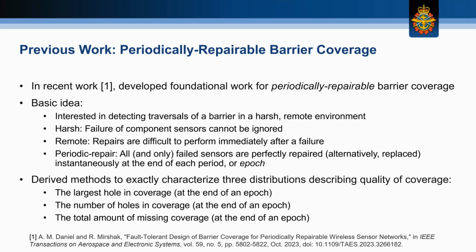What that amounts to, the model we looked at in the previous work, was this periodic repair, where after some period of time called an epoch, we repair all of the broken sensors, and then you can think of them as being replaced. Alternatively, they're as if they're new once they're repaired. In that paper we derived methods to exactly characterize the quality of the barrier coverage with 3 different probability distributions: one for the largest hole in coverage, one for the number of holes in coverage, and one for the total amount of missing coverage.